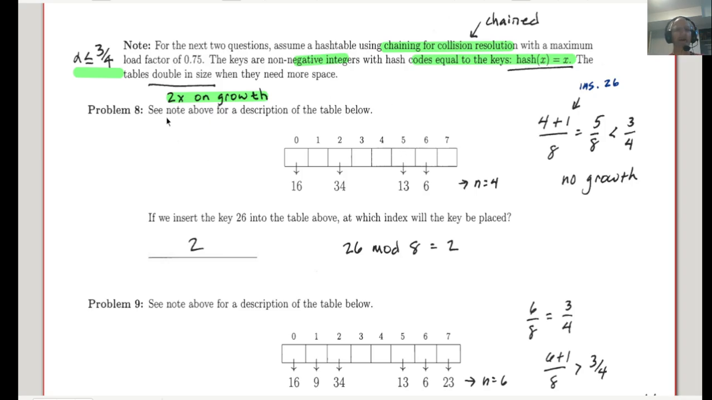Problem 8, we insert the value 26 into this table. Where will the key be placed? Well, the first question to ask is, will inserting 26 push us over the load factor? Because if it does, then we need to grow the table first.